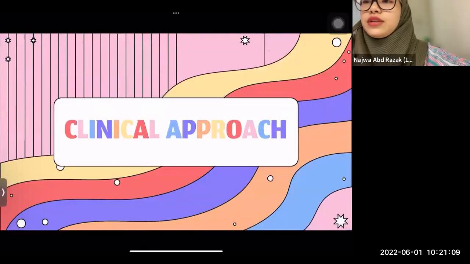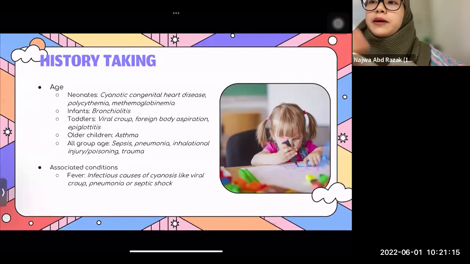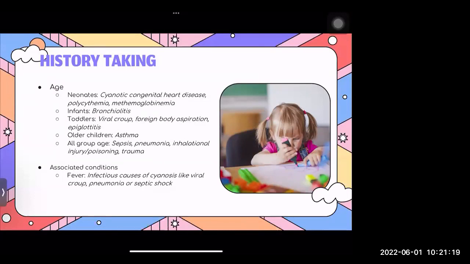Okay. So next, the clinical approach, which consists of history taking, physical examination, investigation, and management.